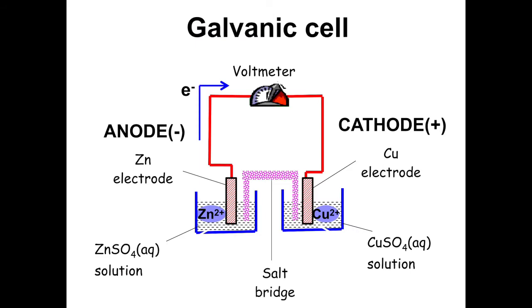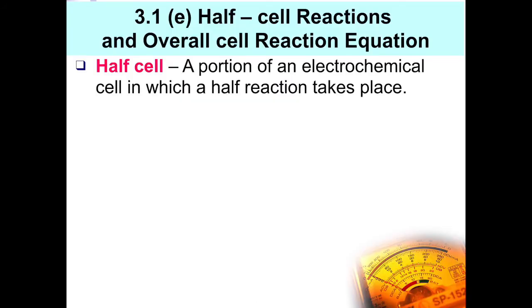Based on this diagram, how do we write the equations? First of all, half cell is a portion of an electrochemical cell in which a half reaction takes place. So, the half cell refers to the cathode or the anode.